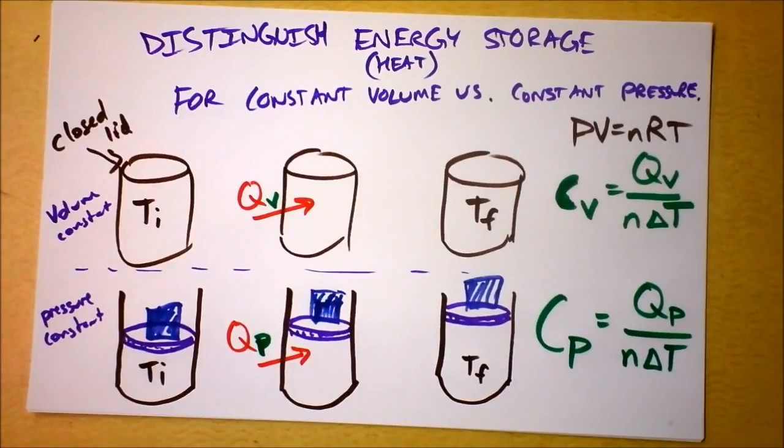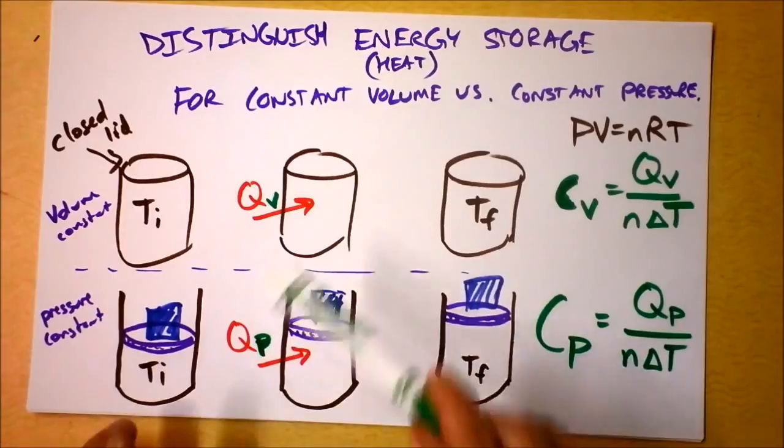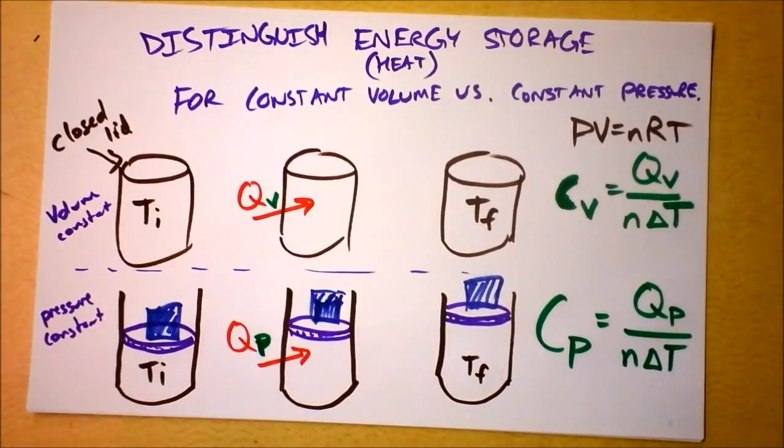Which C is bigger? In which of these situations is the system more efficiently able to store energy? Because you know the bigger C represents an efficiency of energy storage. Which of these two is more efficient? Which of them can take on the most heat without changing its temperature quite as much?